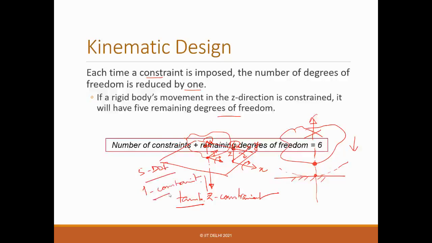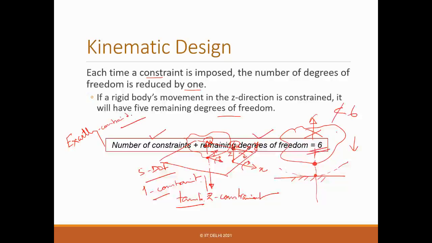So if we say exactly constrained, it means the same degree of freedom is not constrained more than once. If that is the case, then the number of constraints imposed plus the remaining degrees of freedom should be 6. If it's over-constrained, then it should be more than 6. But in the ideal case, it can't be more than 6. Of course, never less than 6.